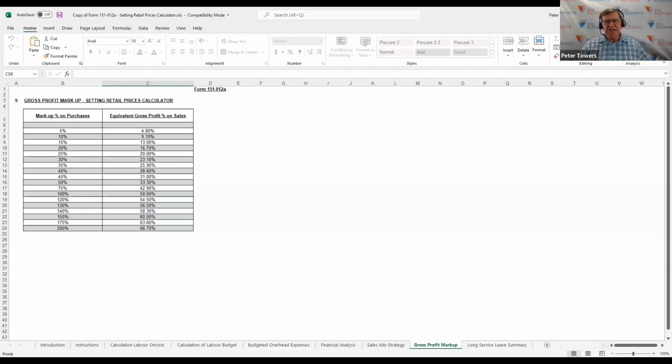And what he'd done, he'd been told about markups and gross profit percentages. And he'd been told that overall he should be trying to achieve around a gross profit percentage of 50%. That's all he'd done the markups on. He'd use, in effect, these figures here as his markups. So obviously he had his prices very low.